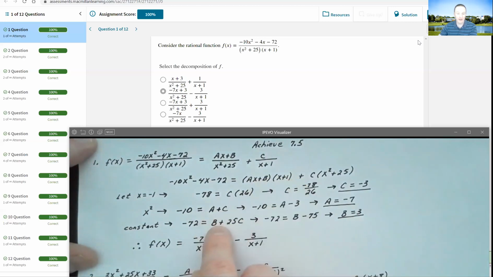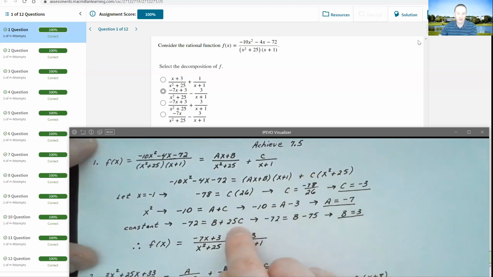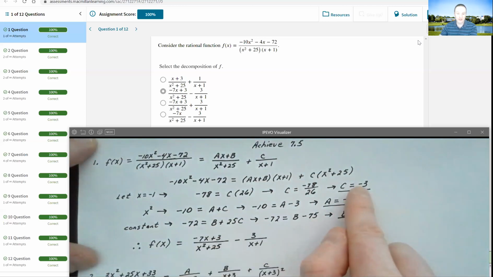So I can have a constant of B on the right-hand side, plus I know that 25c would be a constant. So then I can say B plus 25c is equal to negative 72. I have already solved for c as negative 3, so 25 times negative 3 is minus 75. B minus 75 is negative 72. Add 75 to both sides, and you'll see that B is equal to 3.